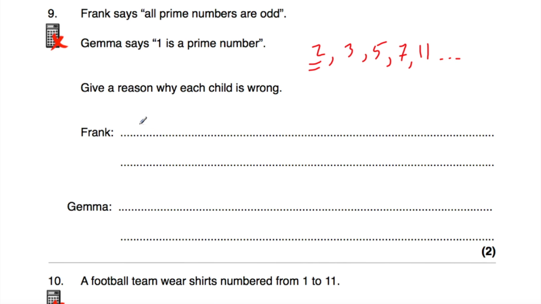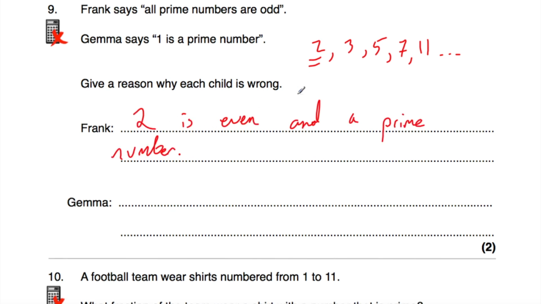So let's explain that. Okay, so I've just written down that 2 is even, and it's a prime number, so that means that Frank is wrong. Okay, now Gemma says that 1 is a prime number. Now, it's not on our list, so that means she's wrong. Also, 1's not a prime number because it has to have 2 factors, 1 and itself, whereas 1 only has 1 factor, so it's not a prime number.